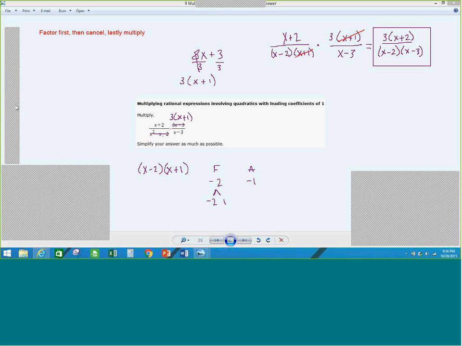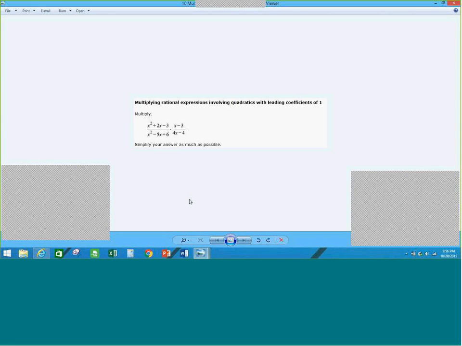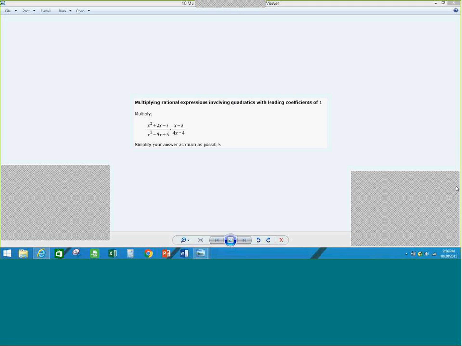So I want you to try here real quick. Look at this, and I want you to follow 3 steps. Factor first, then cancel, and lastly, you multiply. Let me get this pulled up for you. There's number 10. A little bit of factoring to do in this. Let's see where you're at. I think we'll take it here, and then we'll finish up with this one.